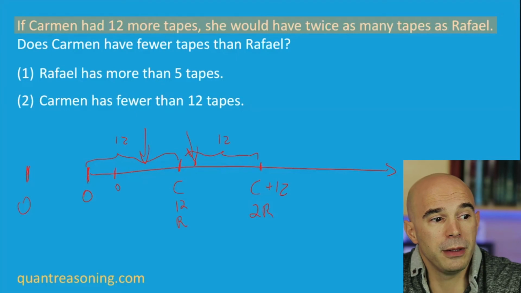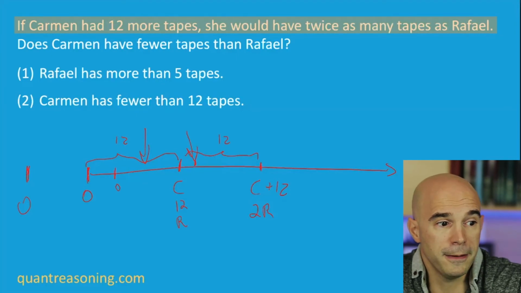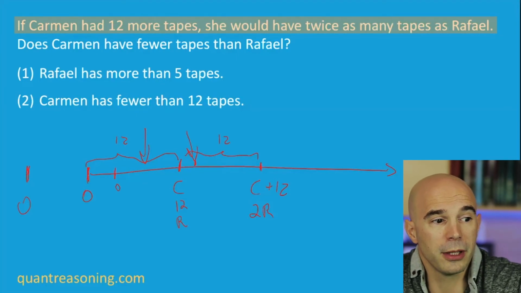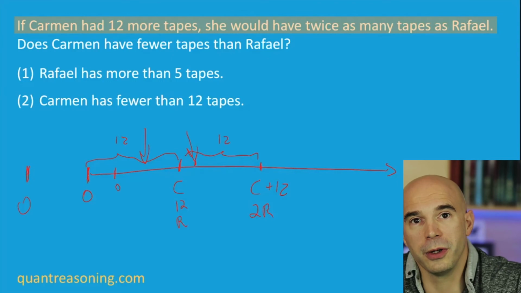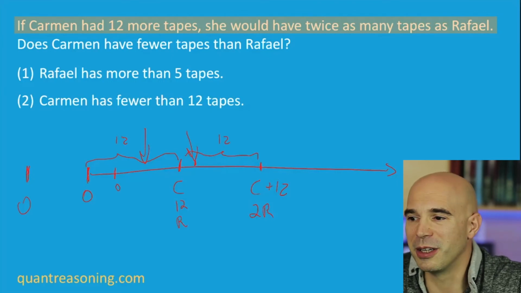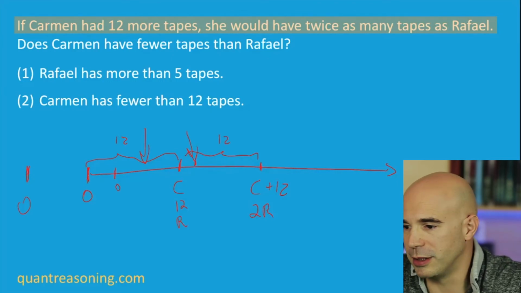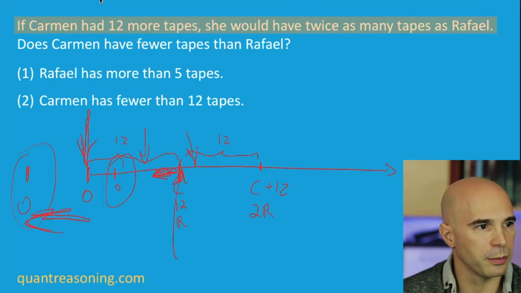I think that for people who struggle with algebra, number line reasoning might be a good option. And I think when you're at home studying, for sure you want to investigate the number line reasoning here, because that improves your reasoning in general. Let me just highlight one more thing here.